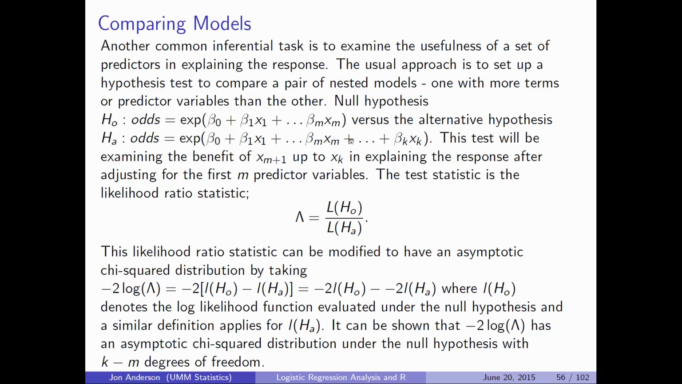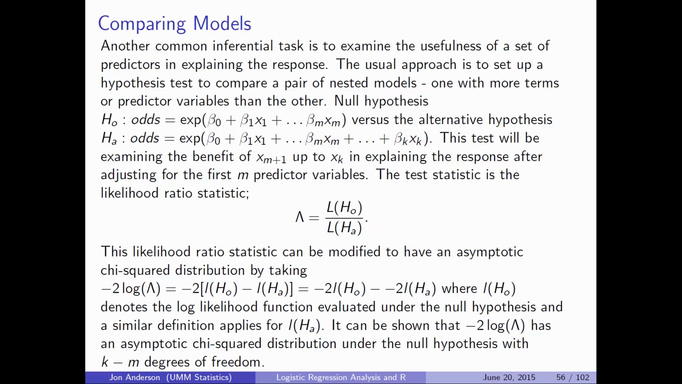And really this is a test of whether the extra predictors are helping explain the response after you've already included x1 to xm. Well, how do we tell whether those extra variables are helpful? Well, we can measure how much higher the probability function and matching function is between the data in the alternative model and the data in the null hypothesis model. And so we build this ratio called the likelihood ratio statistic, which is the variable lambda, and it's the likelihood function under the null hypothesis model and the likelihood function under the alternative.